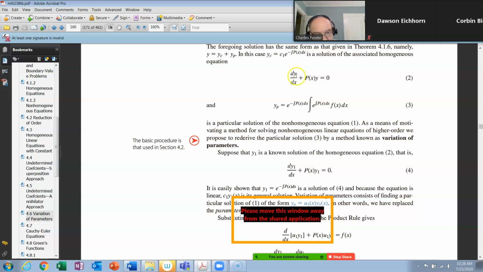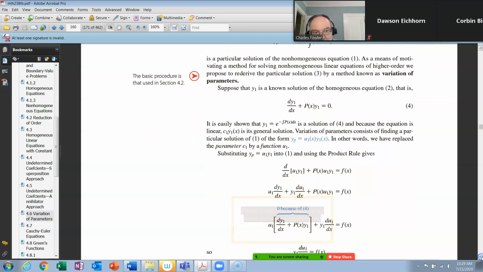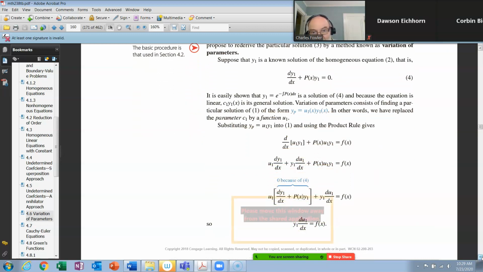Okay, and let me scroll up again because that box is in the way. So there is a solution, and because the equation is linear, C1 times that y1 is its general solution. That's what we were calling the characteristic solution. Variation of parameters consists of finding a particular solution of that first one of the form y sub p, and you've seen this technique before, is some u of x times that y1 of x that you know works here. In other words, we've replaced the parameter c1 with a function u1, and now it's a function of x.